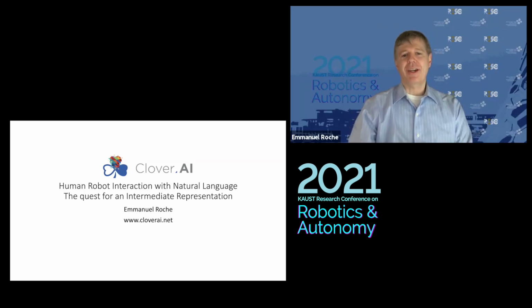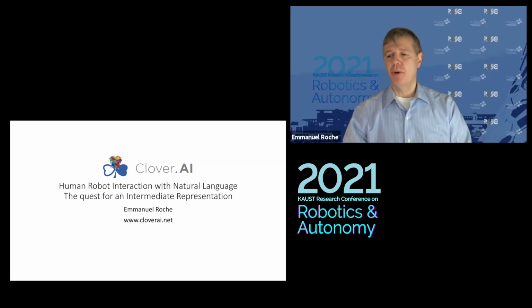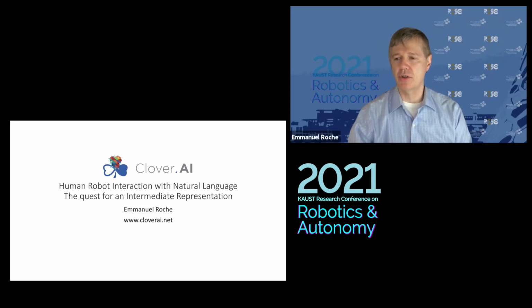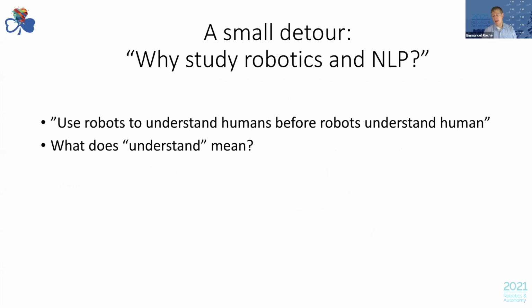So I changed the title a little bit. I'm just going to be a bit more generic about the place of natural language in human-robot interaction, in particular in one particular question, how to build an intermediate representation. And before I jump into that question, I'd like to make a small detour and really ask a non-engineering question.